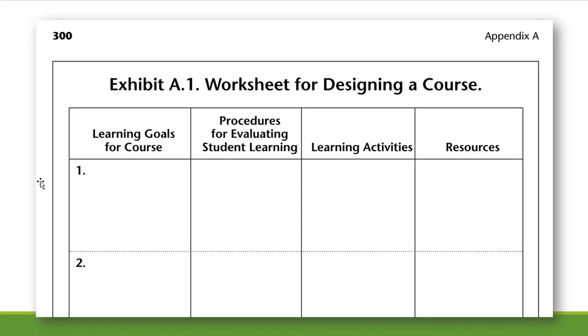So, for example, a learning goal for the course could be students will be able to demonstrate performance of special tests when performing a musculoskeletal examination for the upper and lower extremities. The procedures for evaluating student learning could be both on the written exam, so they are able to identify particular tests that would be appropriate based upon cases, and also through a practical exam. Learning activities could be through lecture and lab. Resources could be textbook and any assigned articles. So that is an example of a component of the worksheet for designing a course.